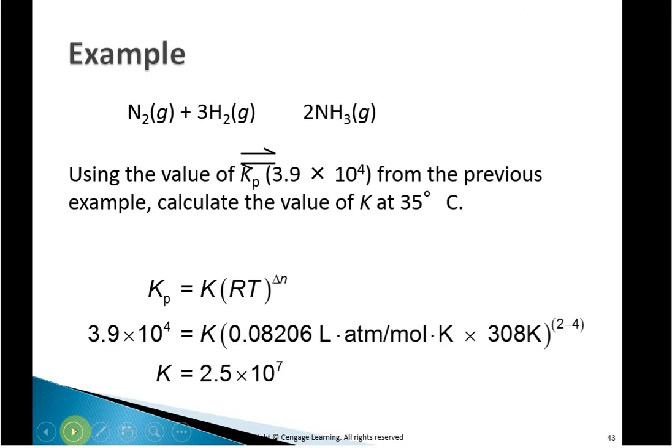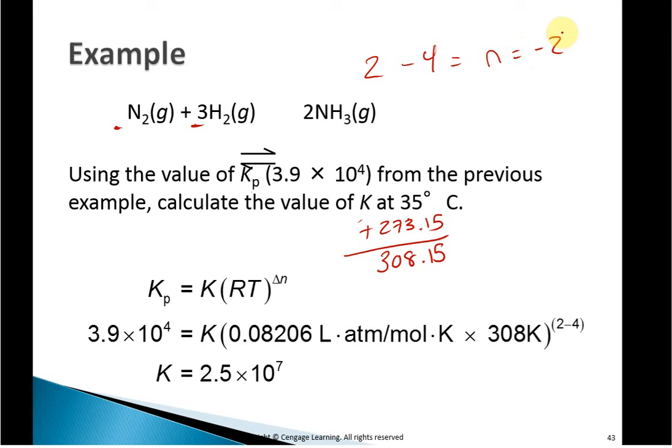So here, using the Kp value, find your K. 35 degrees Celsius, we're going to convert this to Kelvin, and we get something like 308.15. Gas constant is given, and then coefficients, we have 2 products minus 3 plus 1 is 4 reactants, so delta N is negative 2. Now, you're then just going to plug this in, and you should get this value. And again, if not, guys, please come let me know.